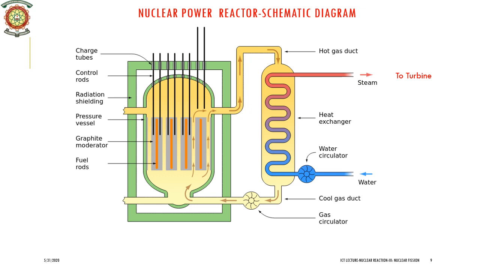Then you have the heat exchanger unit. This is a very important unit in the reactor. It is in this unit where the hot gas from the core exchanges its heat energy with water and hence converts water to steam, and thereby it itself cools down. The cool gas or coolant is then recycled back into the core.